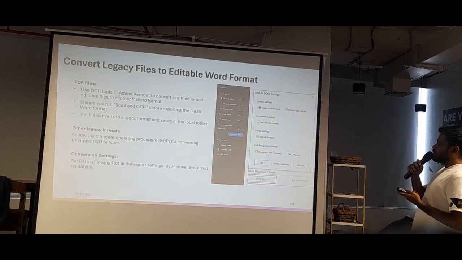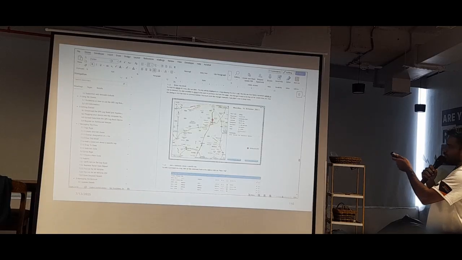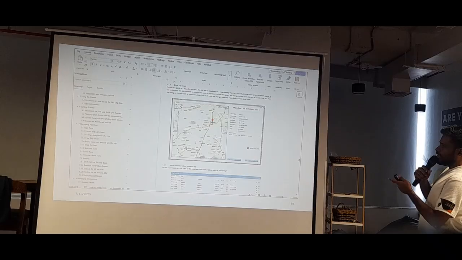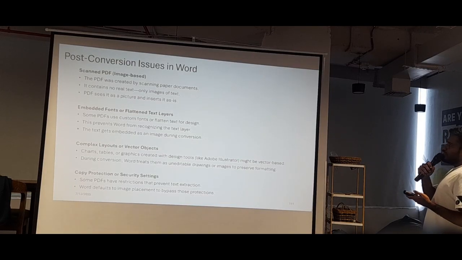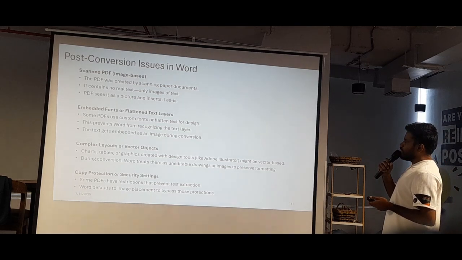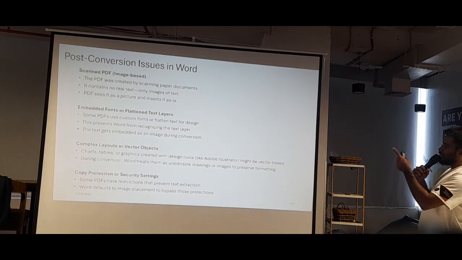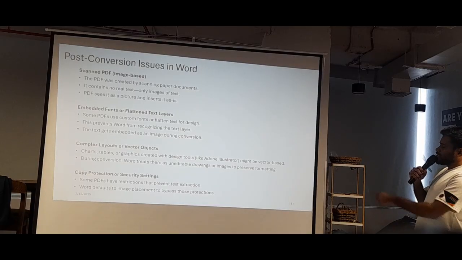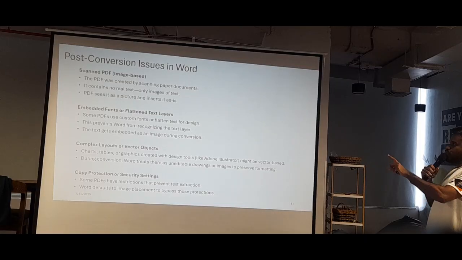So upon the successful conversion, you will get your Word file looking like this. You can see the image and the content along with the tables, and your hierarchy text is converted properly. Post conversion, you may face some issues if you have a scanned PDF. These are very rare scenarios. I just documented them for our purpose to understand it. You can go through it.